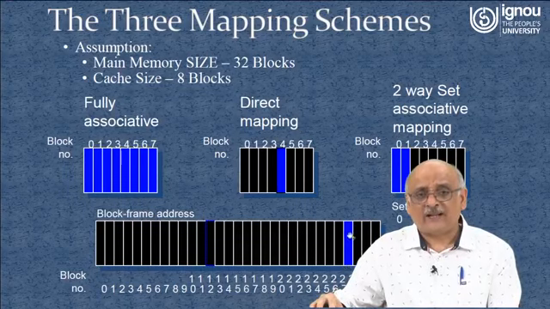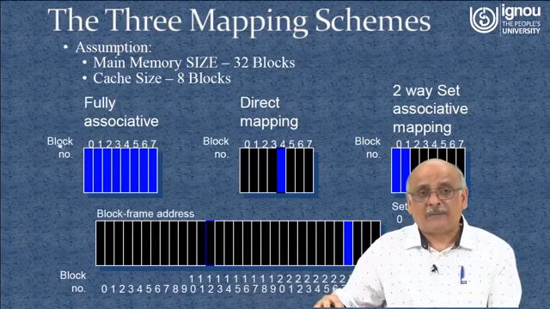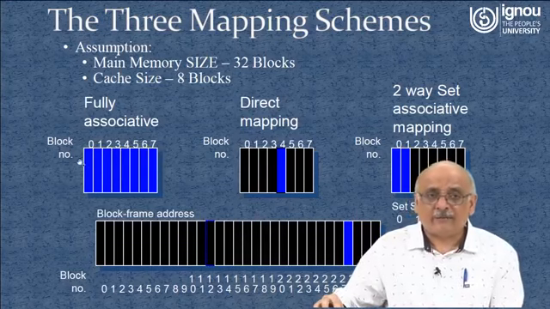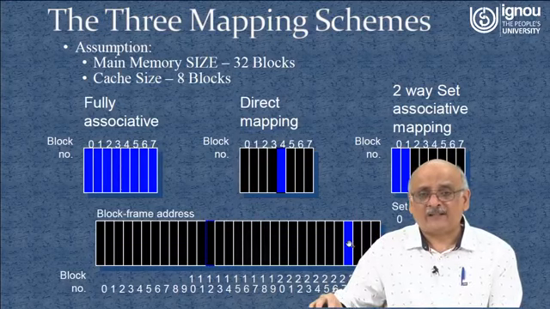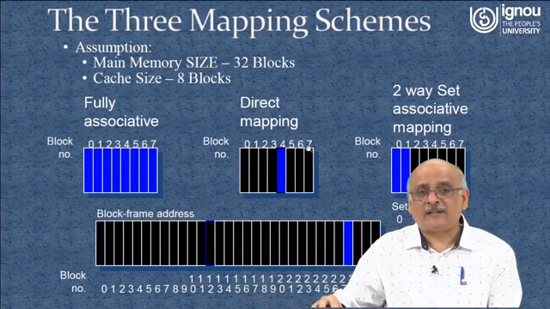Now let's see where block number 28 can be. If the mapping is associative, it can be in any of the cache lines, so we have to test every one of these lines to find whether this main memory location is available in the cache or not. If it is direct mapping, then 28, and how many locations in total? 8, right? So 28 mod 8 happens to be 4. So that is the 4th location where this particular block can be found.